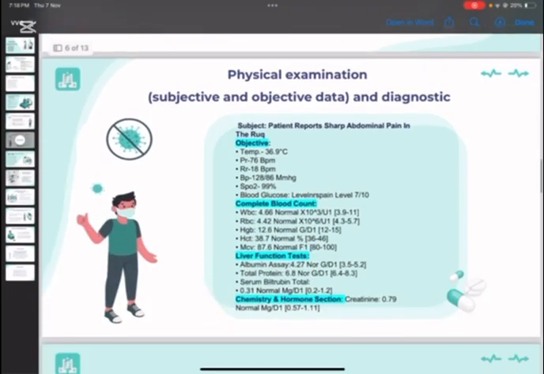For the physical examination, we have two types of data, subjective and objective. The subjective data: the patient says, I have abdominal pain in the right upper quadrant. We take the vital signs, which are normal, and we check the blood count, white blood cells, red blood cells, and we check the liver function test and do Murphy's sign.